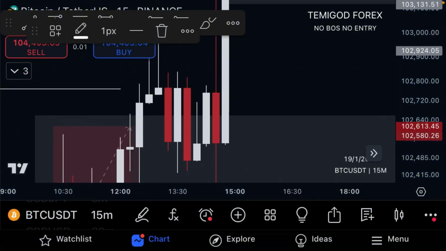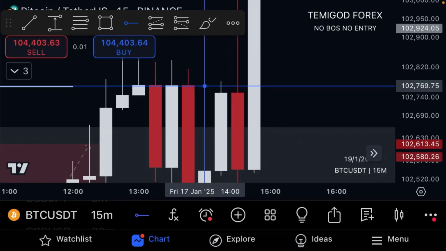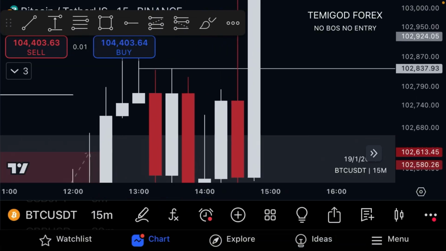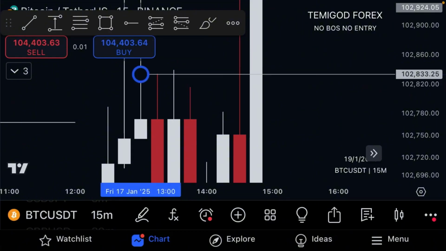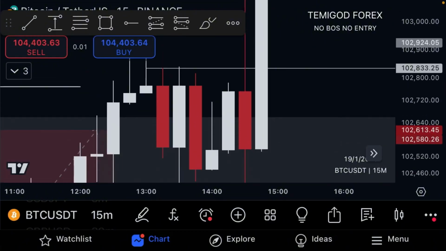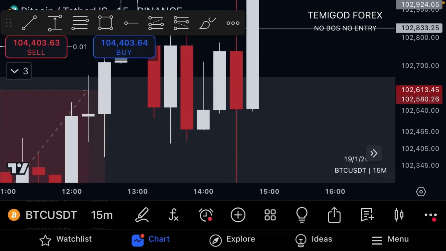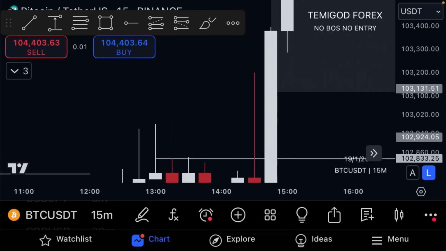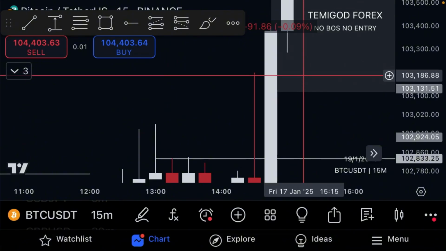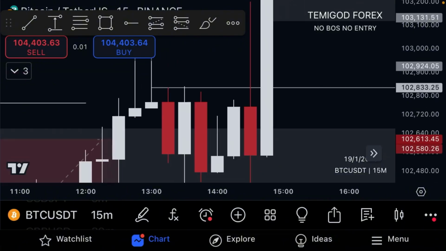Let me take this out so you see it properly. So we had this fake out, we had this candle breach this area. Like I always say in my videos, once a candle breaches a particular area and does not continue in the intended direction, everything is invalid. Now after that one, we had this second one, and this second one also breached this area to this side, so everything here is invalid.